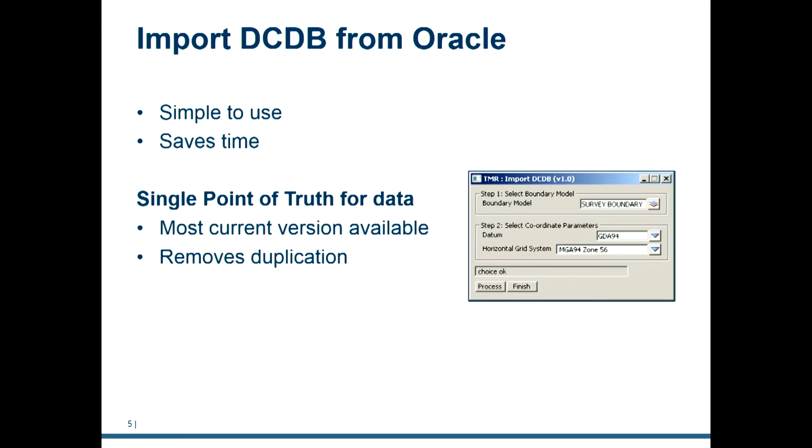The other benefit of having the macro like this is it means there's a single point of truth for all our DCDB data, so the user gains the most current version of it. And they aren't using some out-of-date information that is sitting on their local server.